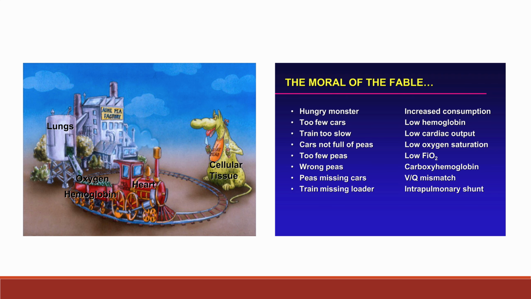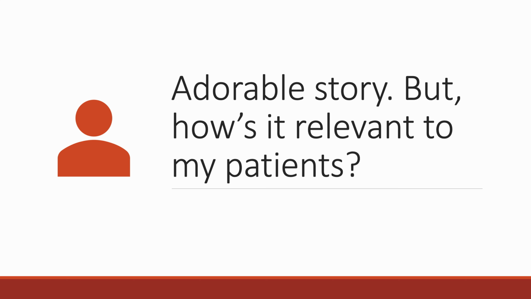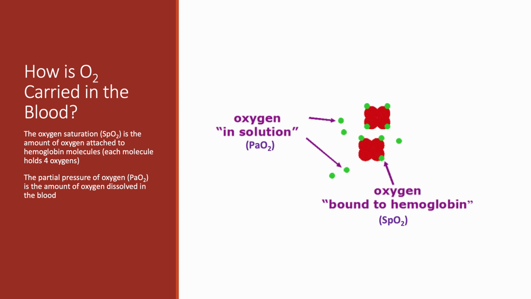If the wrong peas are in there, then that's carboxyhemoglobin, right? Which is carbon monoxide poisoning. Makes your carboxyhemoglobin elevated. And then there can be a ventilation perfusion mismatch, which would be peas missing in the cars, or a shunt that can be responsible, or that we can describe as the train missing the loader. So I hope that's helpful to you in thinking about how the cardiac output works, because it was the same kind of story that was thought about by the guy who invented the other way of determining the cardiac output.